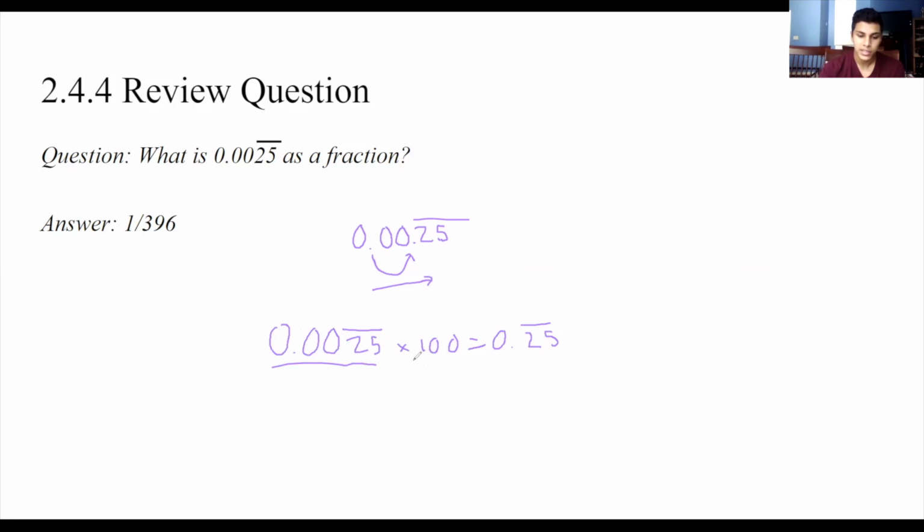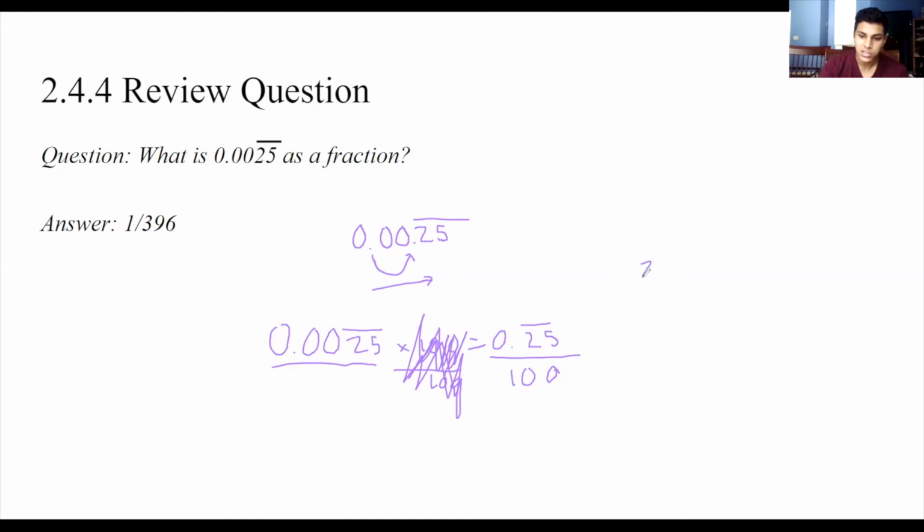So I have to get rid of this 100. Naturally, I just divide by 100. Because if you think about it, 0.25 bar divided by 100 equals 0.0025. It's basically the opposite of multiplying by 100. You just divide the other side by 100. So now I know that 0.25 bar divided by 100 equals 0.0025 bar. So now I can just convert the 0.25 bar into a fraction.